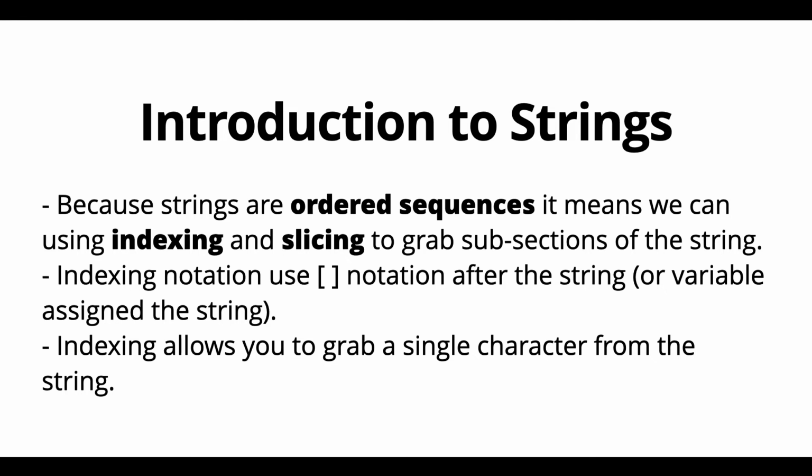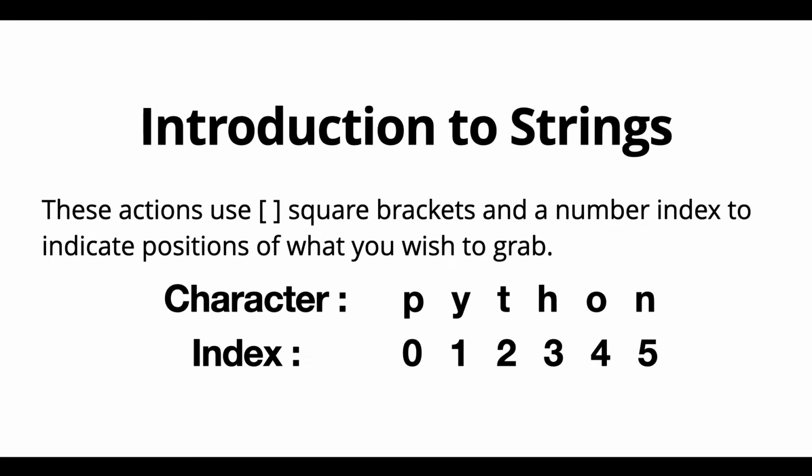Now it is important to note that strings are ordered sequences, and that means we can use indexing and slicing to grab subsections of the string, because each character has a specific position. Indexing notation uses square bracket notation after the string, or the name of the variable assigned to the string, and we are going to see lots of examples of indexing and slicing in just a little bit.